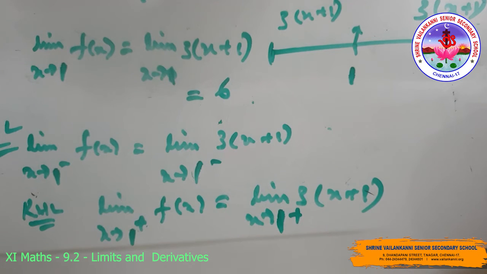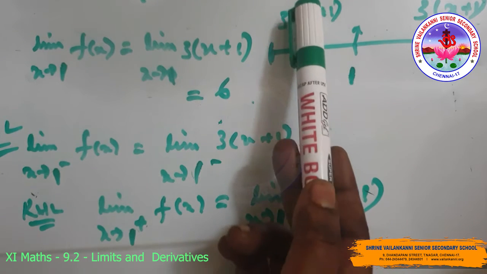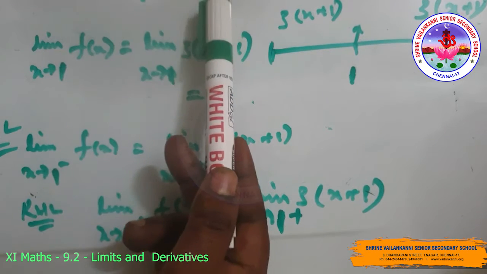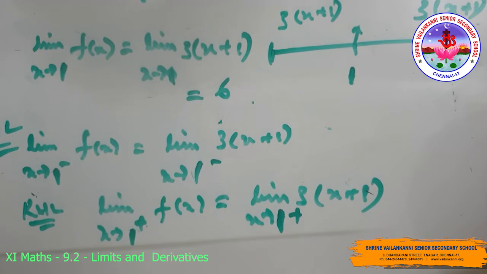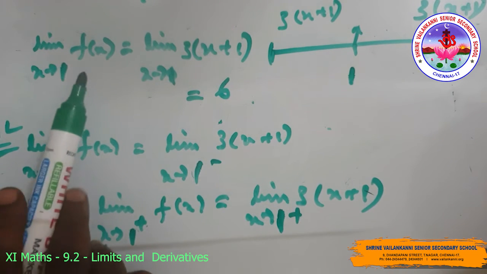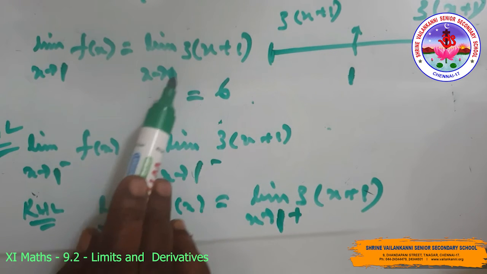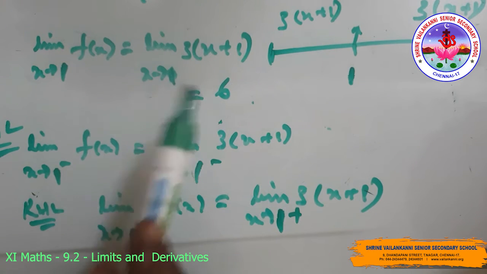Second one, limit x tends to 1 f of x. At x equal to 1 or x is greater than 0, the function f of x is 3 into x plus 1. So limit x tends to 1 f of x, which is equal to limit 3 into x plus 1. Put x equal to 1, we get 6.